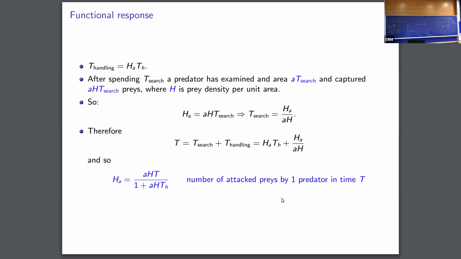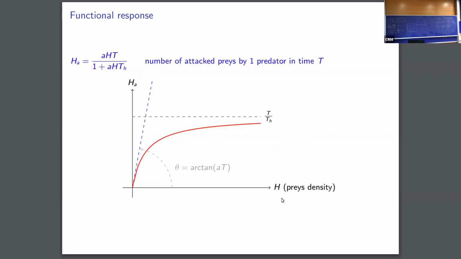And also the time you spend handling. And then you have an expression between T and this HA. But you are interested in HA. So you just simplify, remove from here, and you get an expression for HA. But this is the number of attacked prey by one predator in one unit time. You have to multiply by all the predators because it's just per one. It depends on the density of your predators.